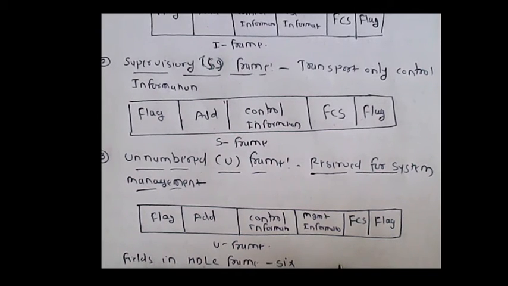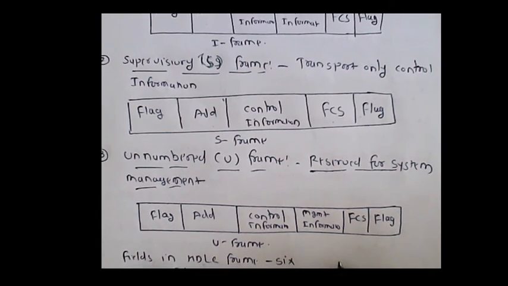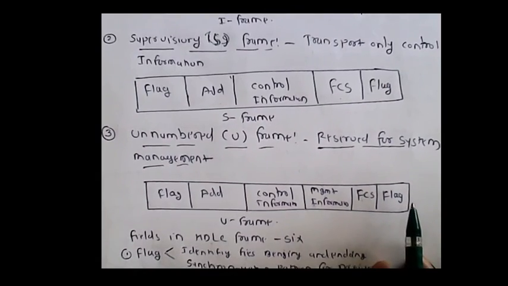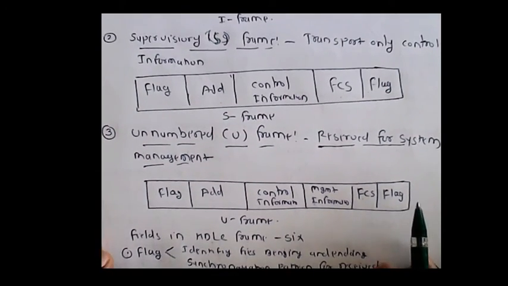Then the unnumbered, that is the U frame. This frame is reserved for system management. It has 6 fields. We can see the structure of the U frame: flag, address, control information. Here we send the management information. This field consists of management information, and is reserved for all the management information. Then FCS, and then flag.